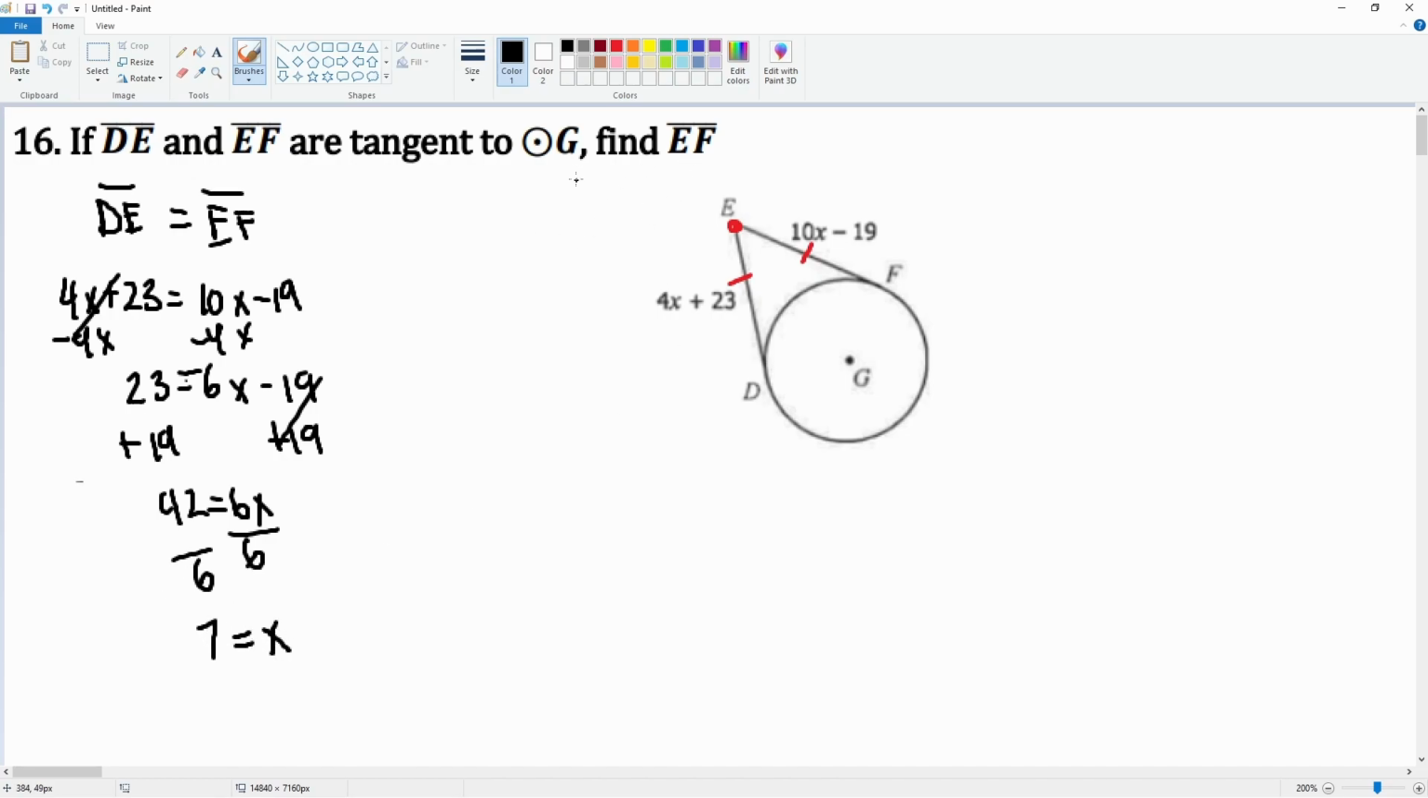But that is not what we're asking for. We're asked to find line EF. We know line EF is 10x minus 19. We solved for x, so we can now substitute that in. That was 7. So 7 times 10 minus 19 gets you 51. So line EF is equal to 51. There you go.